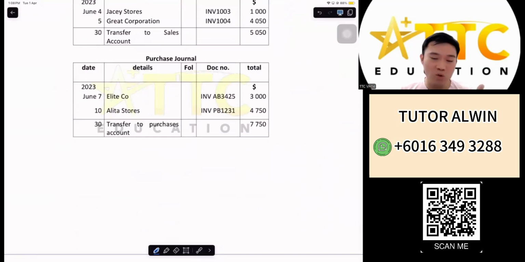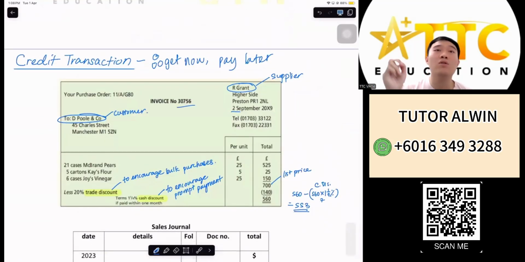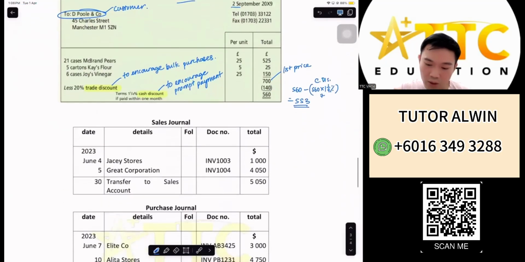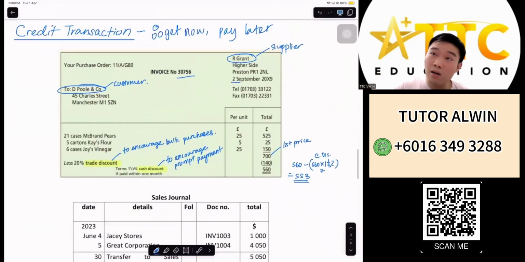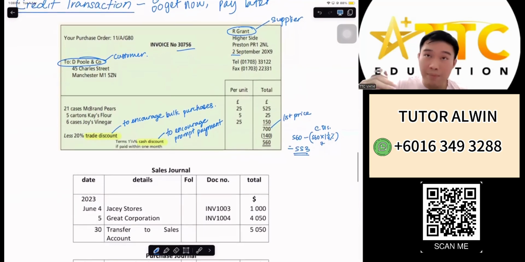The date, the details will be our grant. Okay, document number, we have a document number. Invoice number 30756 will be the document number. The total will be 560. But if you are our grant, this invoice will be your copy. Then the Pool and Co name will be recorded into the sales journal instead with 560, depending whose point of view you are looking from. So be careful. This is our invoice during the purchase or sales.